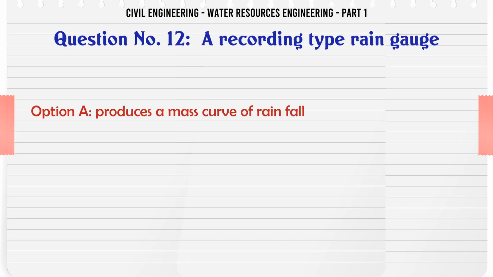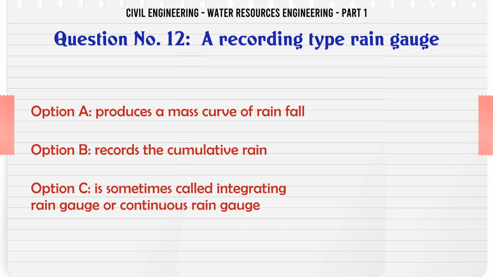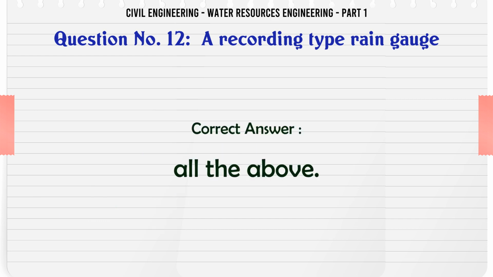A recording type rain gauge A. produces a mass curve of rainfall. B. records the cumulative rain. C. is sometimes called integrating rain gauge or continuous rain gauge. D. all the above. The correct answer is all the above.